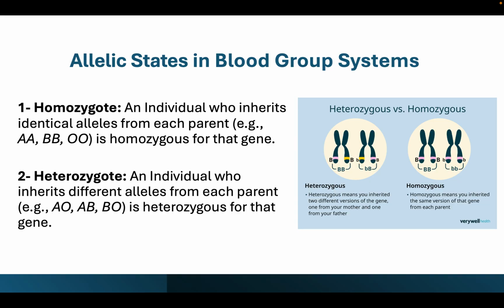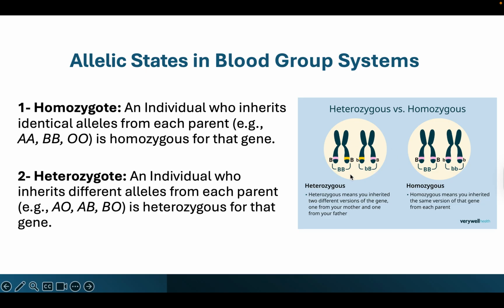Allelic status. The homozygote is an individual who inherited the identical allele from each parent. For example, I get one allele from mom, one allele from dad. In this case, we call them homozygous alleles, and I have the A blood group. If I inherited B from mom and B from dad, then I have homozygous alleles and my blood group will be B. The same with the O.